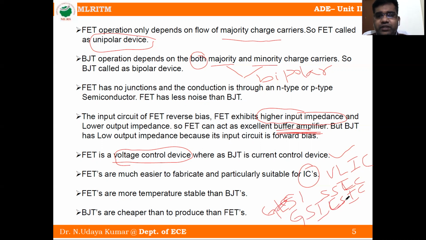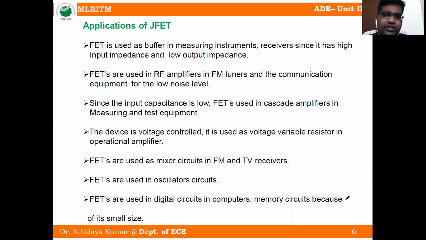So these are the differences between FET, JFET, and BJT. Now we will see the applications of FET or JFET. So first one is FET is used as a buffer in measuring instruments and receivers since it has high input impedance and a low output impedance. Because of this advantage, FET can be used as a buffer in measuring instruments.